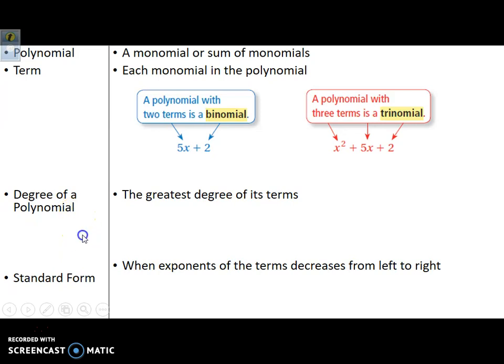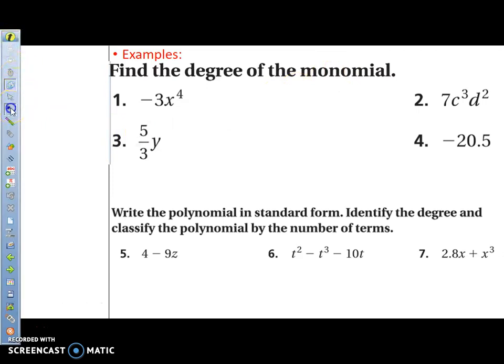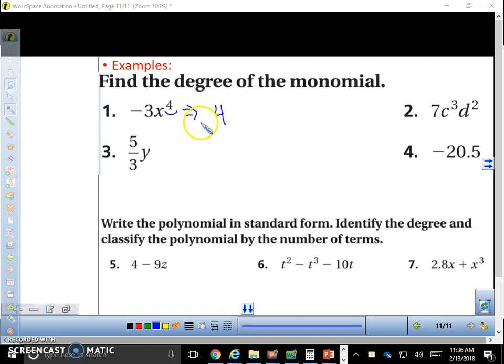All right, let's get started with examples. Example 1, find the degree of the monomial. So we are looking at the terms, and we're adding the exponents. So this first one, the exponent is 4, so the degree is 4. Not the same thing as a degree measure, okay? It's talking about exponents. Number 2, we add 3 and 2 because it's a monomial, and we get 5. The degree is 5 for this one.